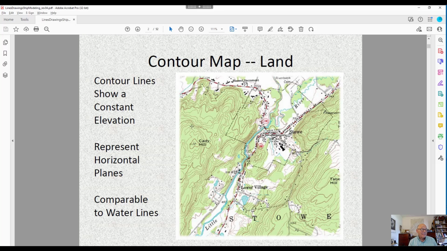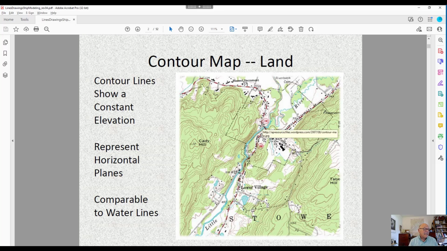So if we look at this, right here it says 1,000. That means that that particular contour line is 1,000 feet above sea level. Over here you see one that says 500. And the key thing to recognize here is that these contour lines are used because the shapes you're looking at are so irregular that there's no way that you could use straight lines. This is a series of hills. So these are all horizontal planes, and that's comparable to what are known as water lines on a ship design.